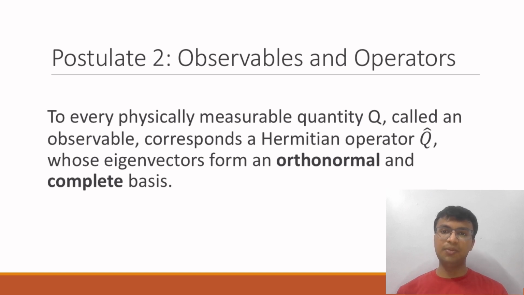The second postulate tells us that to every physically measurable quantity q called an observable, there corresponds a Hermitian operator q. Just a recap, all Hermitian operators are normal operators, which means that they have a set of eigenvectors which forms a complete and orthonormal basis for the infinite dimensional vector space.